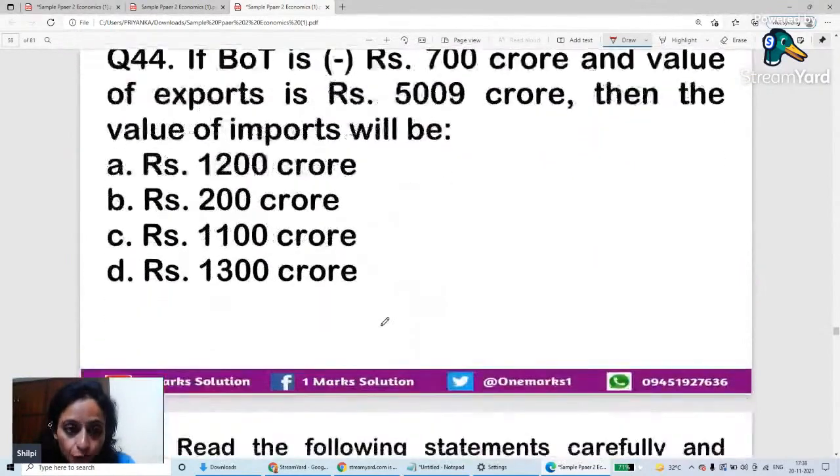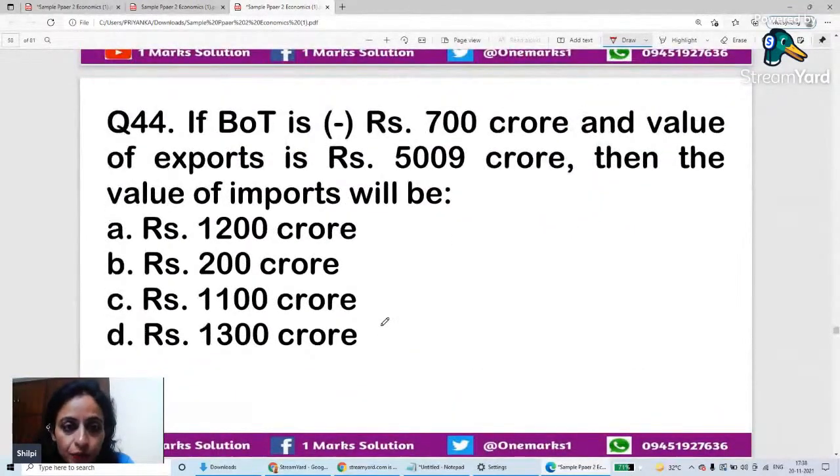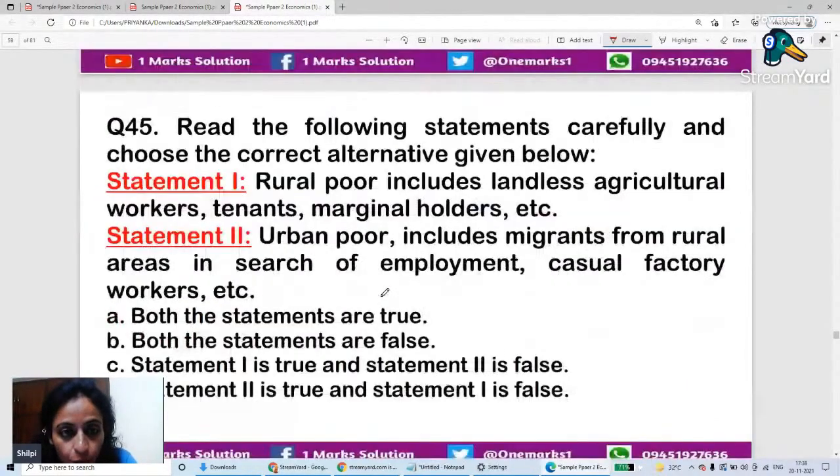Question number 44. If balance of trade is minus 700 and value of exports is 500 crores, then the value of imports will be. So what we have to do is exports minus imports. So option A is the correct one, 1200 crores. This is a very simple numerical where you only have to put the formula. Simple difference you have to find out.